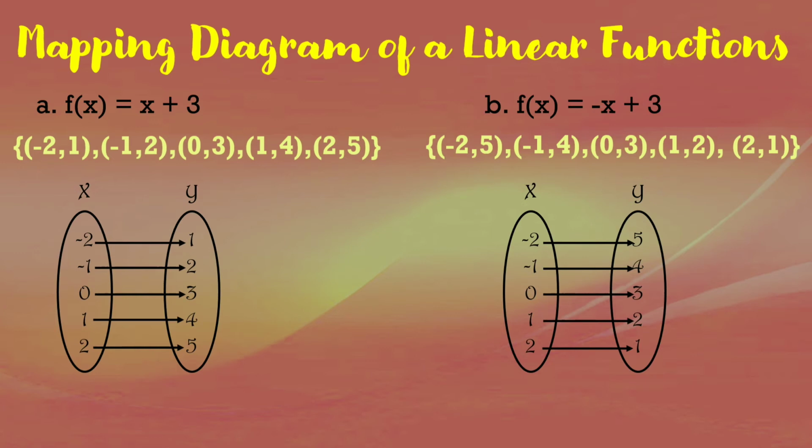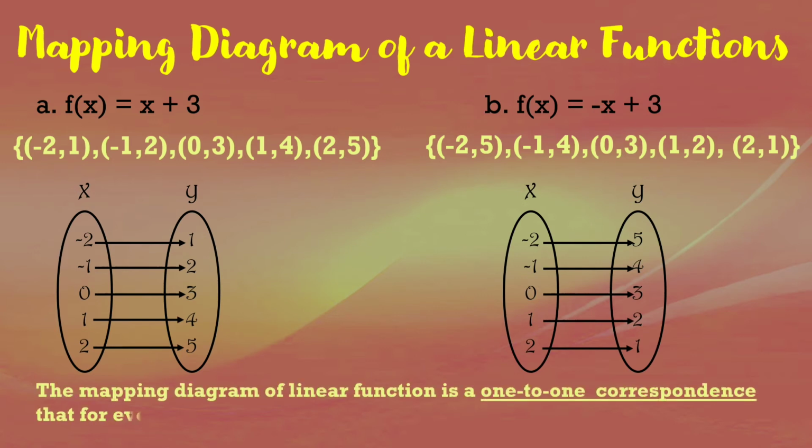As you notice, our mapping diagram is a 1-to-1 correspondence. The mapping diagram of a linear function is a 1-to-1 correspondence, that for every value of x, there is one corresponding value of y. Whatever the value of x is, it has only one value of y. So, a 1-to-1 function. Remember that.